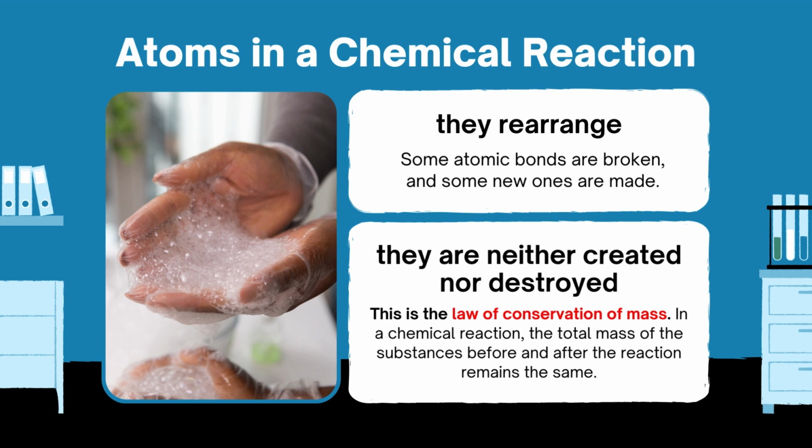Now, what happens to the atoms in a chemical reaction? Number one, they rearrange. Some atomic bonds are broken and some new ones are made. On the other hand, they are neither created nor destroyed, meaning you cannot create or destroy them. This is the law of conservation of mass. It states that in a chemical reaction, the total mass of the substances before and after the reaction remains the same.